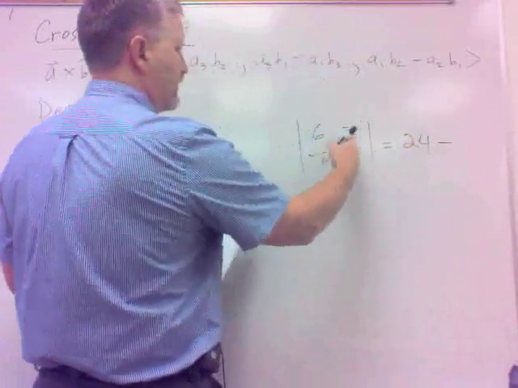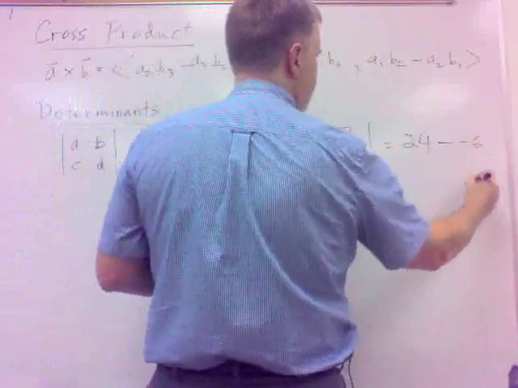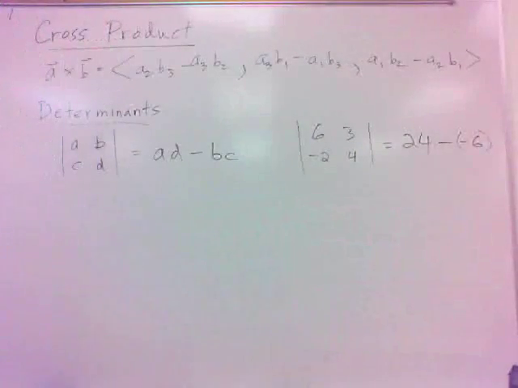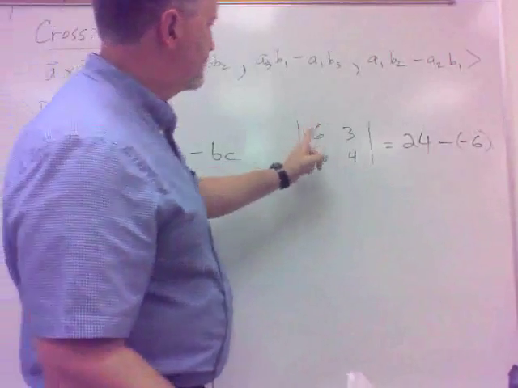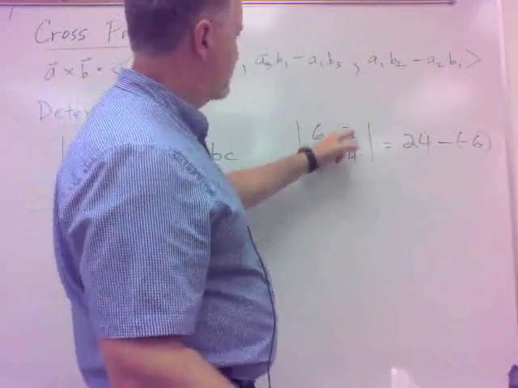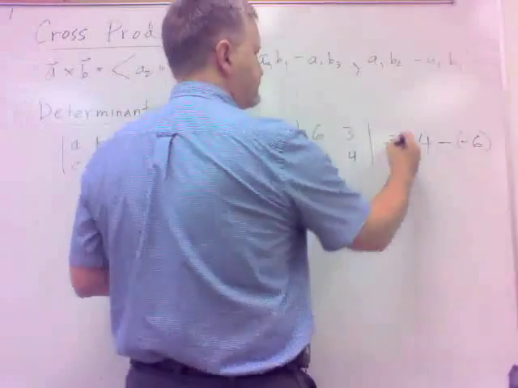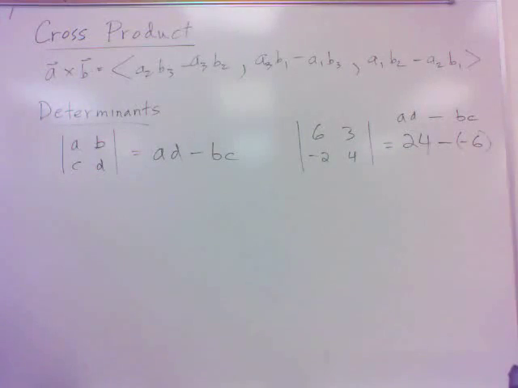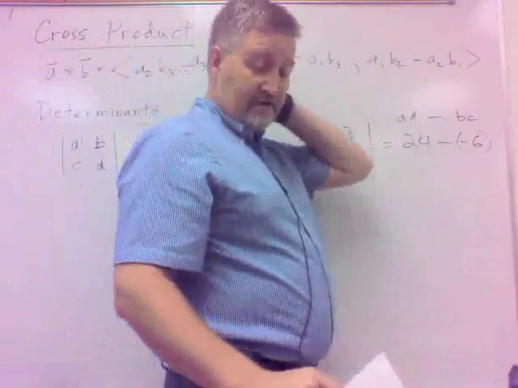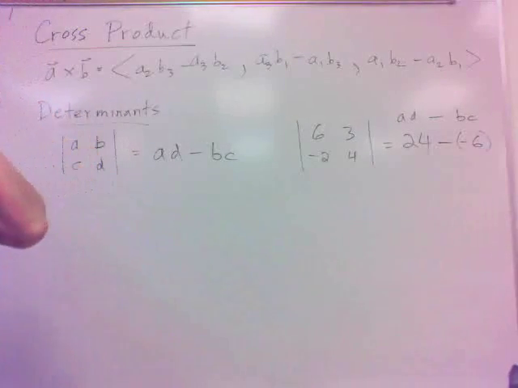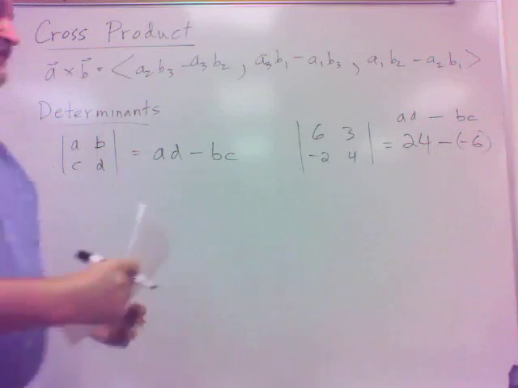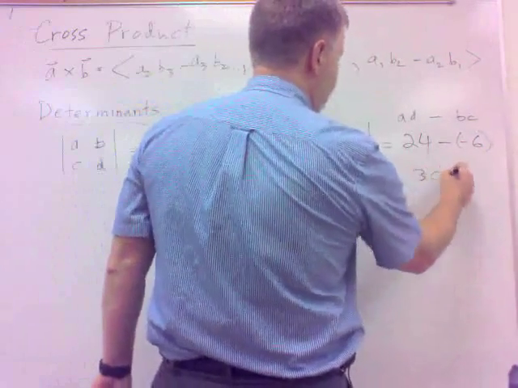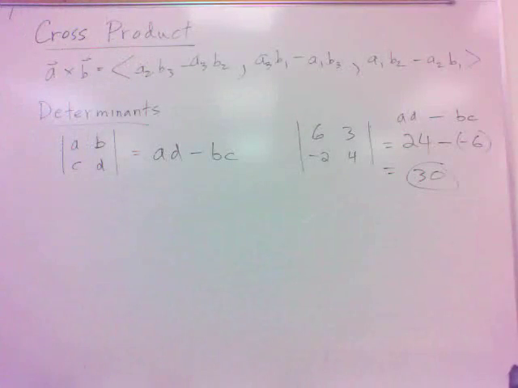24 minus negative 6, yeah. You just have to remember it is AD minus BC, so it's this times this minus 3 times negative 2. A little different than the dot product. There we're just adding, so the sign stays the same. There is a minus involved in the determinant formula, so you've got to watch that. So this will turn out to be 24 plus 6, which is 30. All right, now that's an order 2 determinant.